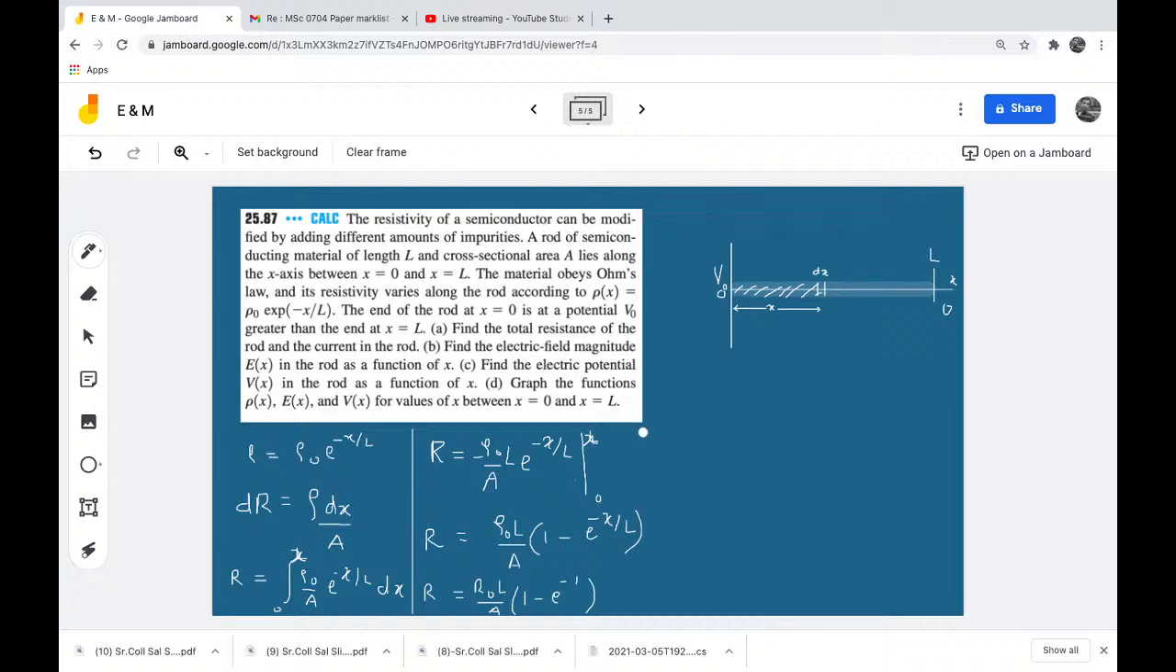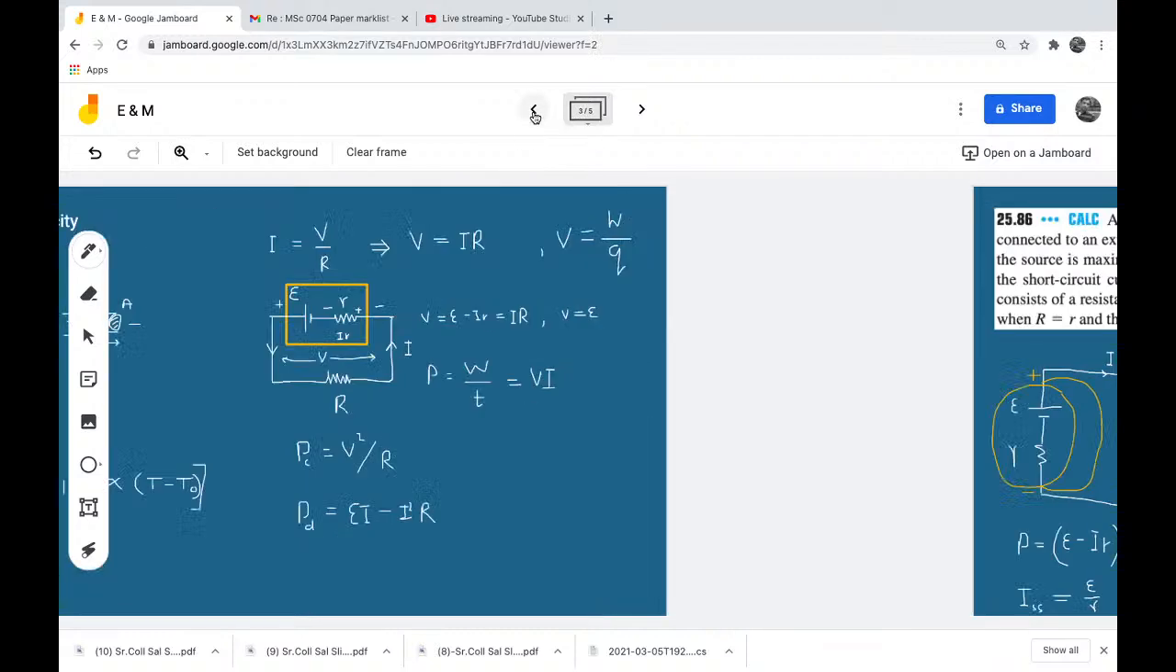Okay, so the first part is sorted out. Now what is asked is to find the electric field magnitude in the rod. So you have to find the electric field. Electric field we have seen in one of our lectures.